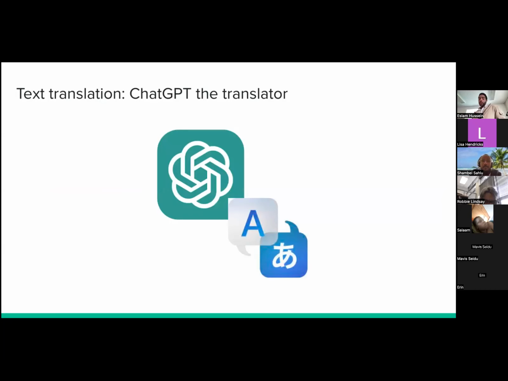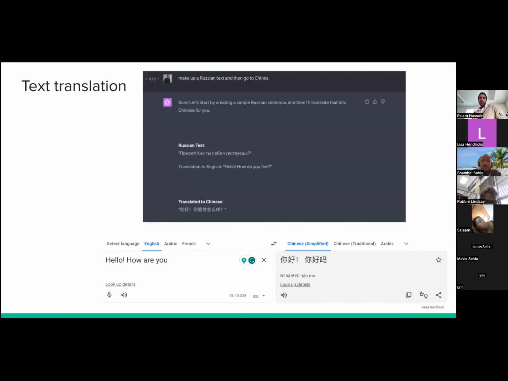Now it can also translate. For some reason, they say it does not translate better than Google. I was just lazy. I told it to make up a Russian text and then change it to Chinese. I don't understand either. But they gave me the English text. They don't know I'm also struggling with English here. But they were kind enough to do that for me. So yeah.